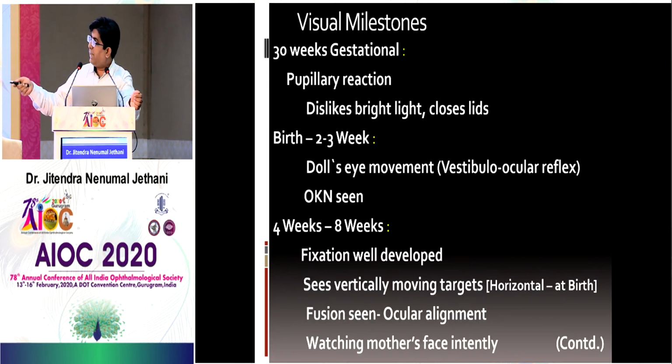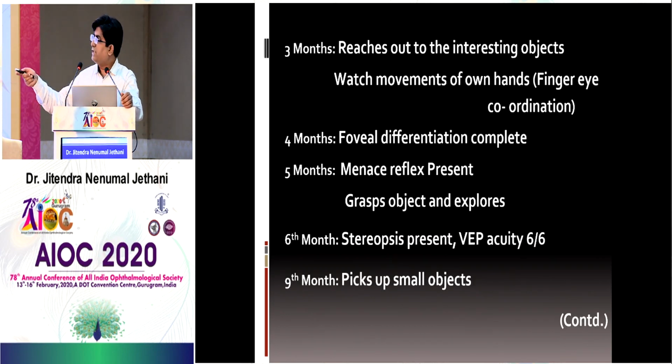So these are the milestones which you should be aware of, because you can't expect a 6 month old child to really read, or a 1-year-old pre-verbal child to read on Snellen. So you have to have the background. You have to know what exactly you are looking for before you reach out and test.